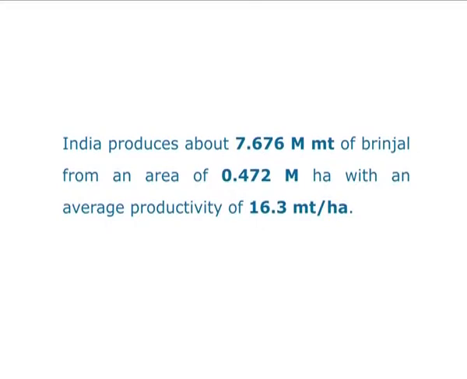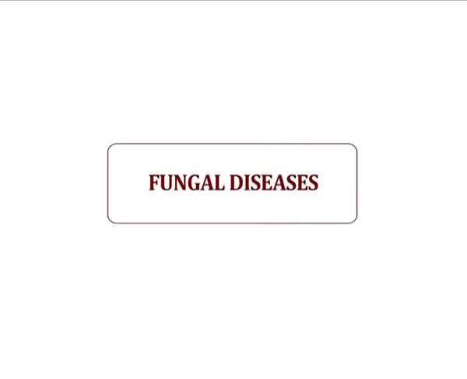India produces about 7.676 million metric ton of brinjal from an area of 0.472 million hectare with an average productivity of 16.3 metric ton per hectare. Its production is greatly reduced by many diseases like Cercospora leaf spot, Alternaria leaf spot, bacterial wilt, little leaf of brinjal. So, let us discuss the fungal diseases.